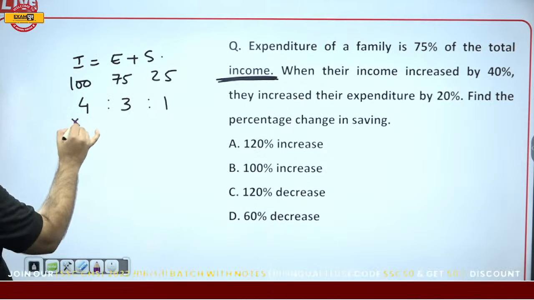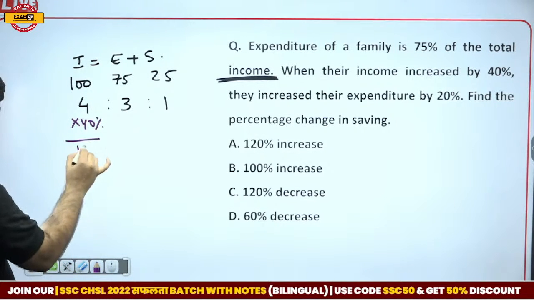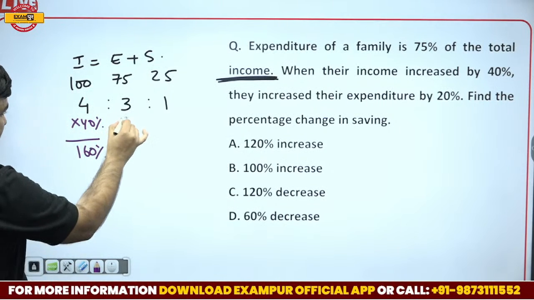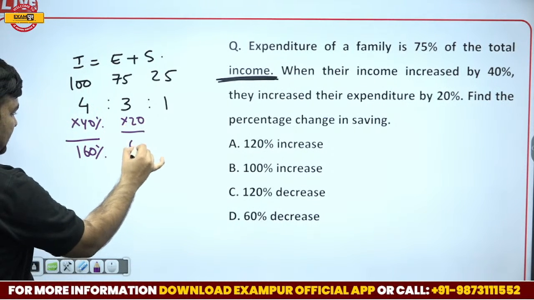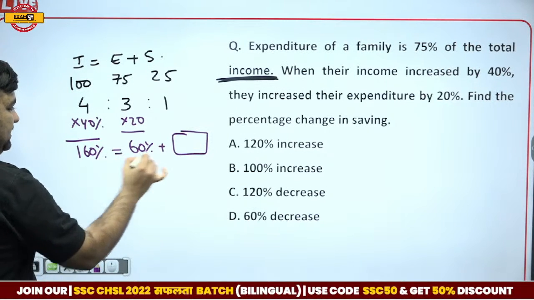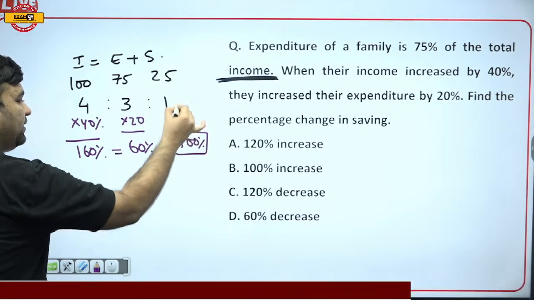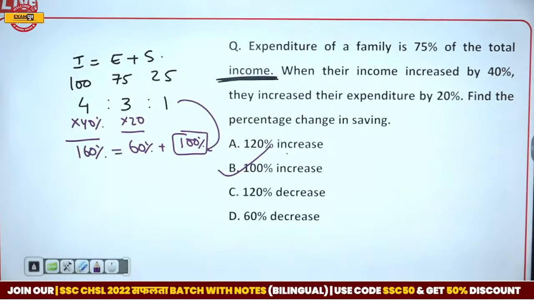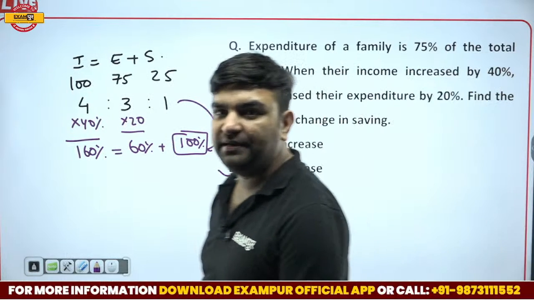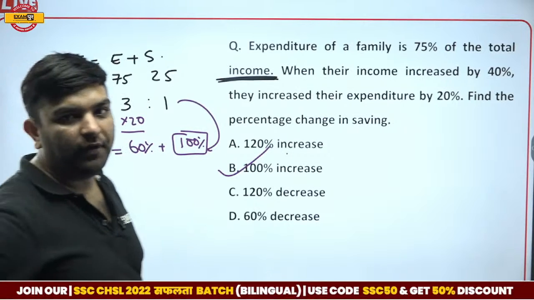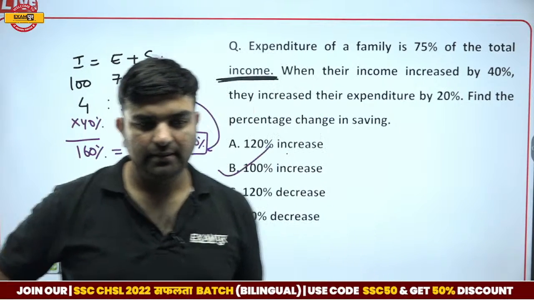Income increases by 40%. So 160% increment. Expenditure increases by 20%. So 60% increment. Remaining is the increment in the savings. 160 is equal to 60 plus 100. 100 over the quantity of 1, 100% increase.